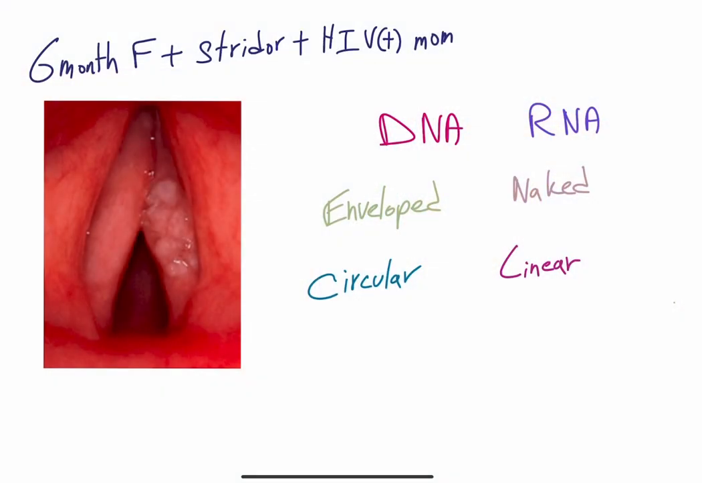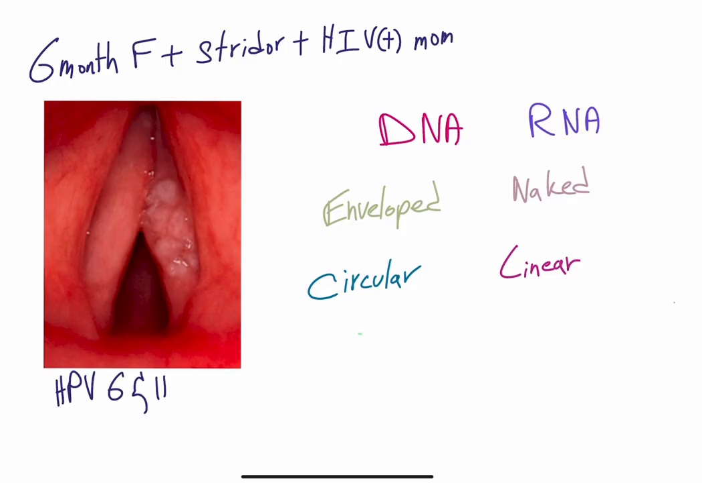Let's get it. So we have a 6-month-old female with stridor and an HIV positive mom. Now here is imaging from a fiber optic laryngoscopy. The reason this is shown is because I want to draw your attention to the laryngeal papillomatosis. Here, the diagnosis is HPV, that's human papillomavirus, specifically types 6 and 11. These infect your vocal cords and form wart-like lesions. This is a known pediatric presentation and is definitely fair game for your licensing exam.